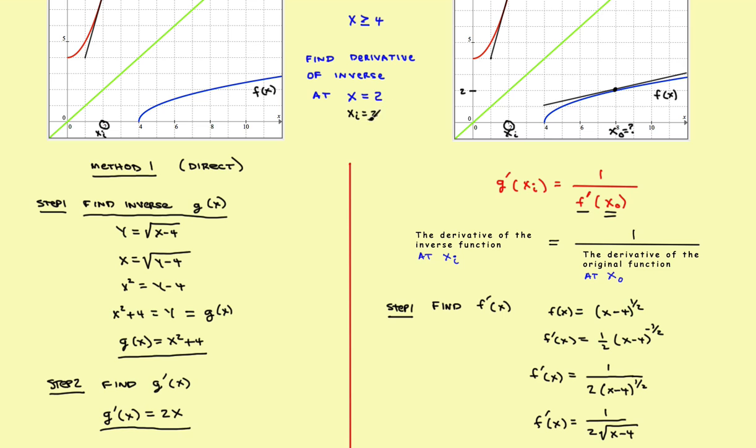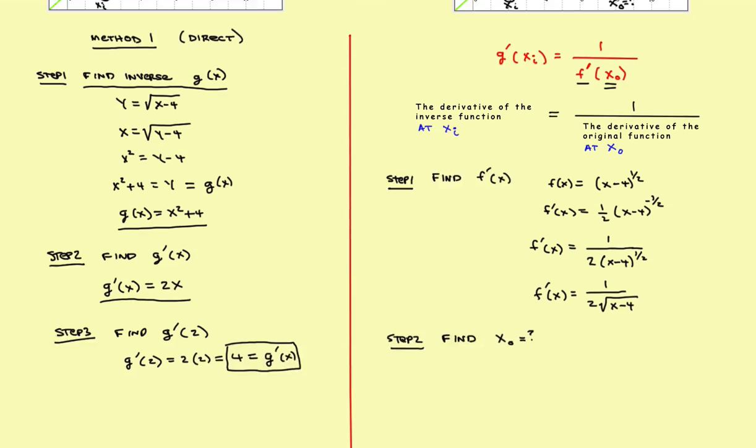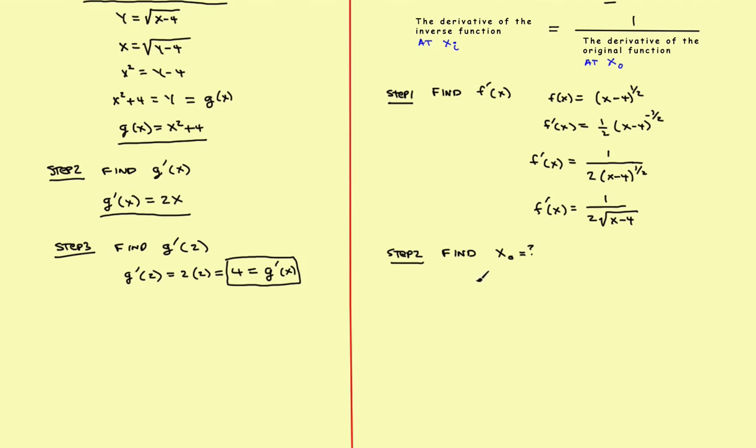You set it equal to whatever x sub i is. So that's going to look like this. You've got y. The original function looks like this, is equal to the square root of x minus 4. And since y is equal to the x-coordinate of the inverse, that's where the 2 goes. So 2 is equal to the square root of x minus 4. And this is going to give you x sub o.